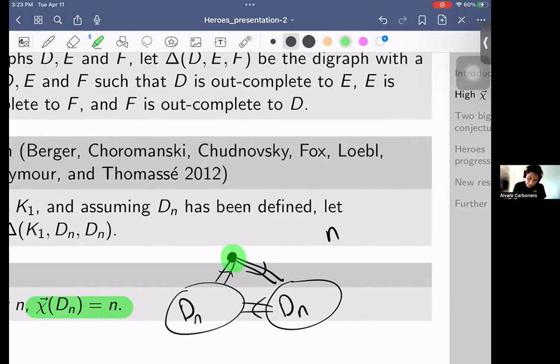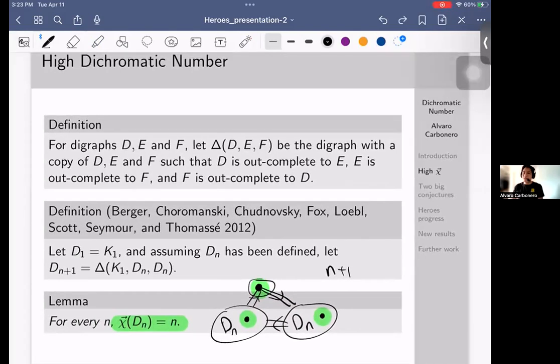So this vertex receives some color. Let's say it receives the color green, but Dn needs n colors too. So there exists here a vertex that also needs green, and similarly on the other copy, another vertex that also needs green, but that is a monochromatic triangle. So indeed, we need n+1. Very simple proof. And actually, by always assigning this vertex a new color, this is tight. We can get equality. So there you go. One way to get arbitrarily high dichromatic number.